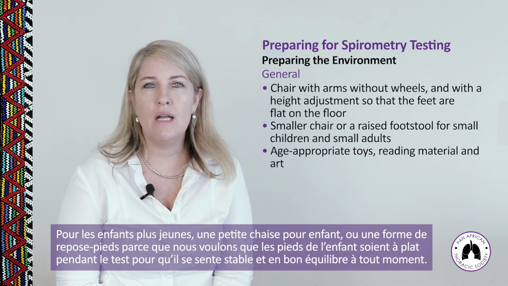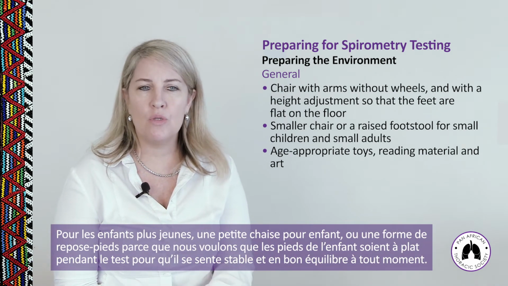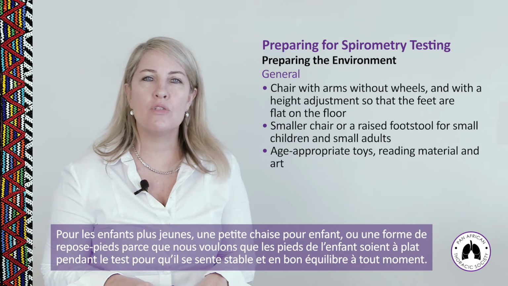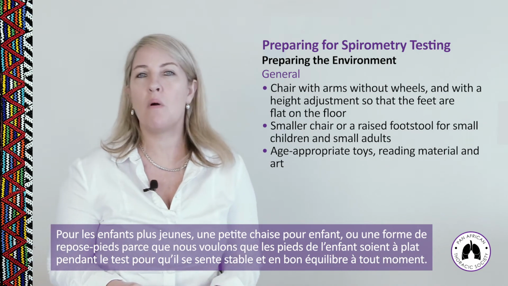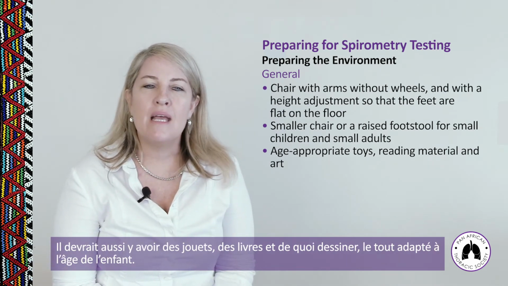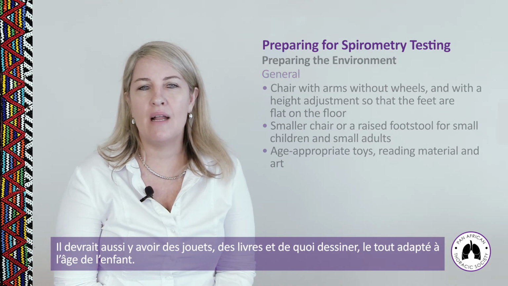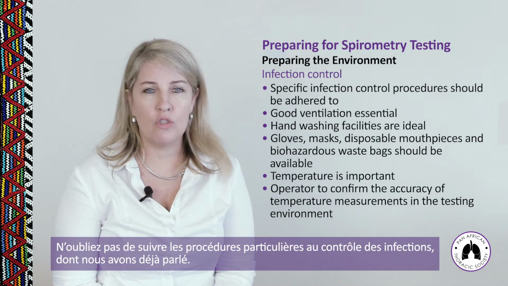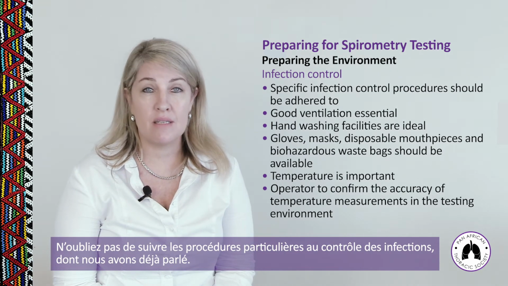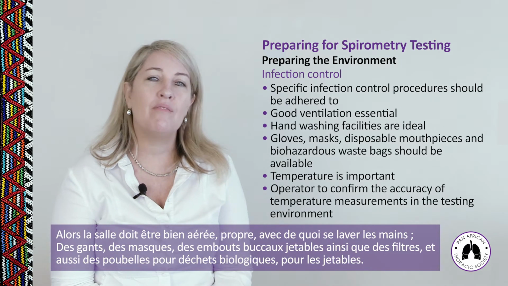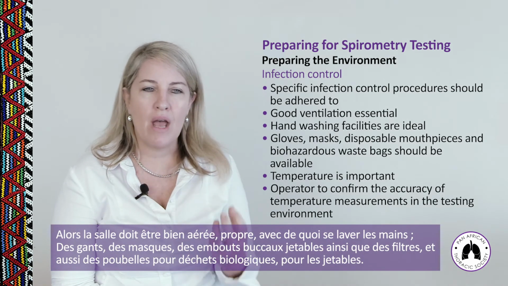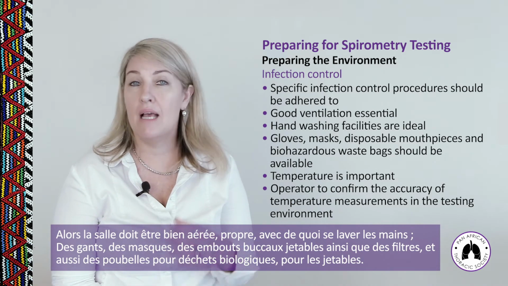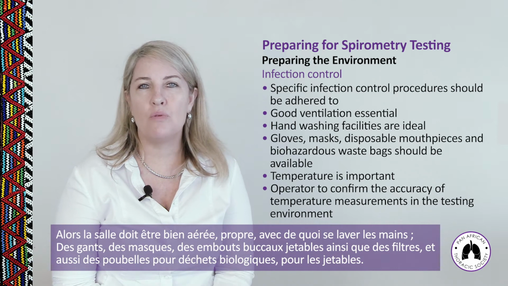For smaller children, a little kiddie chair or a footstool would be a good idea because at all times we want the child's feet to be on the floor so that they keep stable while they're blowing and they're not wobbling on a chair. There should be age-appropriate toys and reading material and art. Remember to take specific infection control procedures as we had already discussed. So the room has got to be well ventilated, clean. You need to have your hand washing facilities available, gloves, masks, disposable mouthpieces, and filters and biohazardous waste to throw the used mouthpieces into.